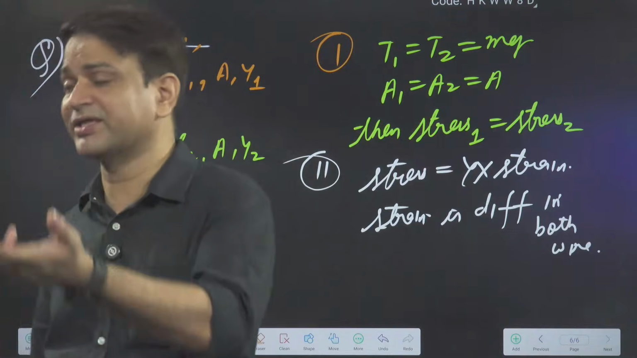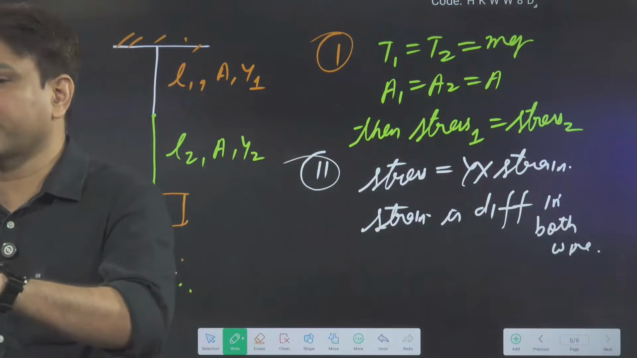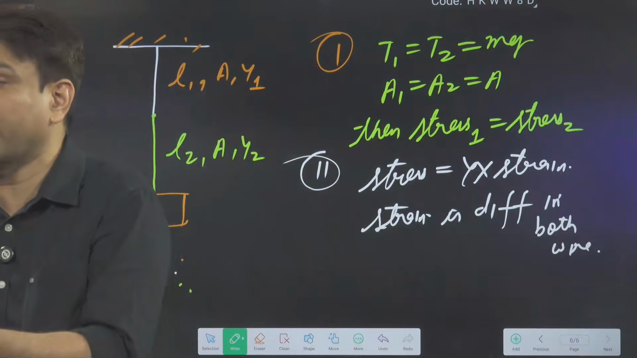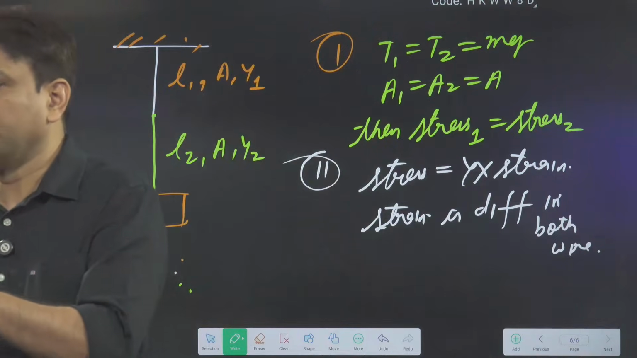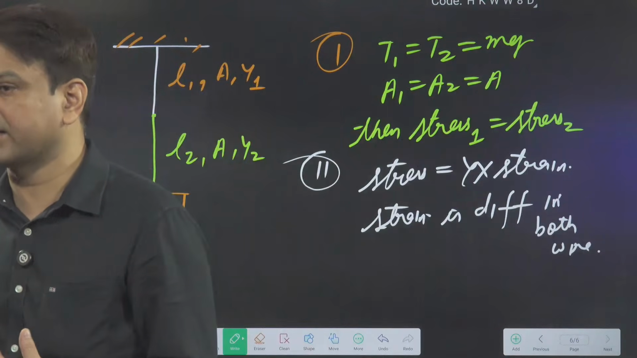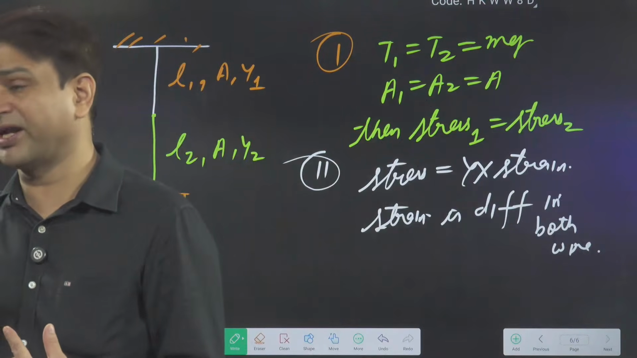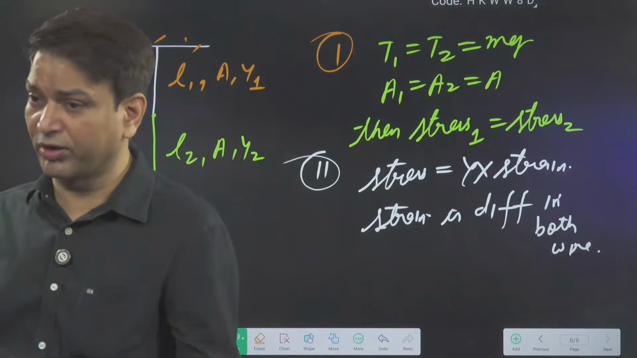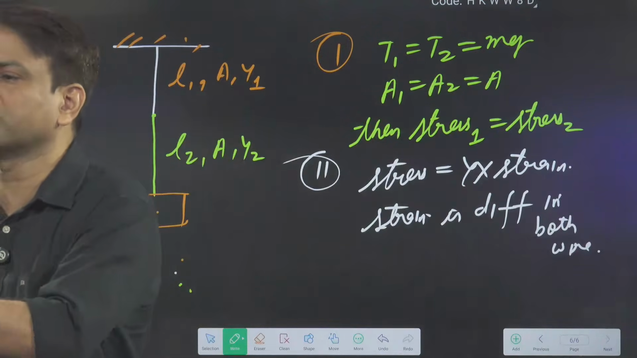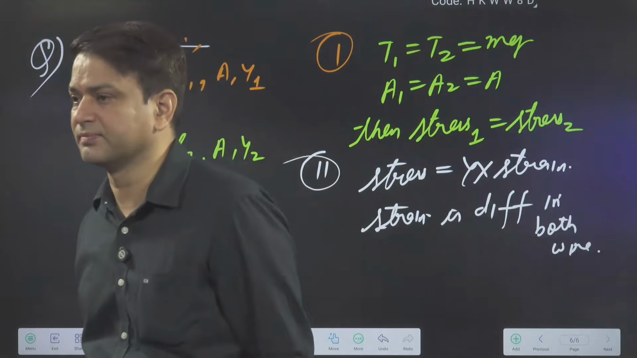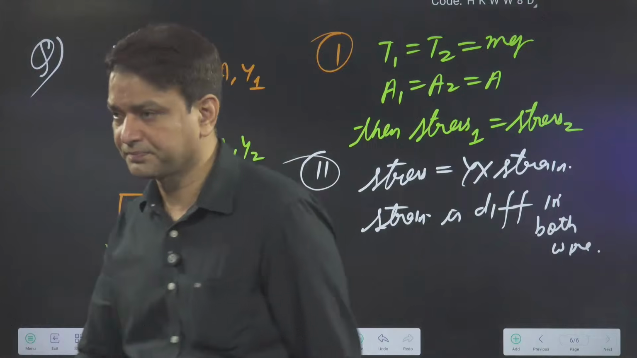Otherwise we directly cannot say the elongation will be same or different because length has been given different. If I had given the length same, then I can say delta L will be different. Why? Because the strain is different. Strain is delta L by original length, change in length upon original length. If L1 and L2 are equal, then delta L1 must be different from delta L2 because the strain is different. But here length I gave different, so I cannot say anything. Everybody got it or not?